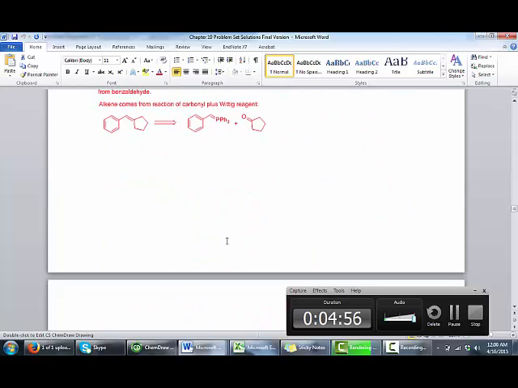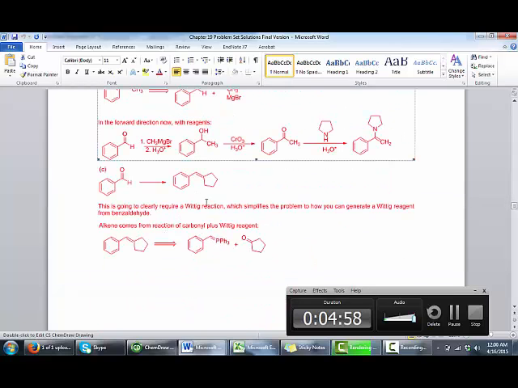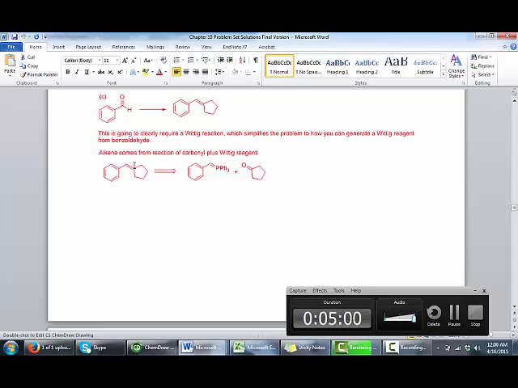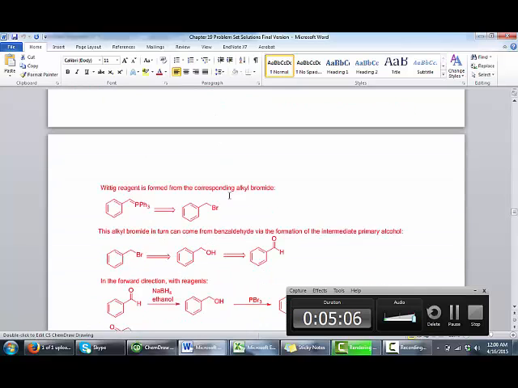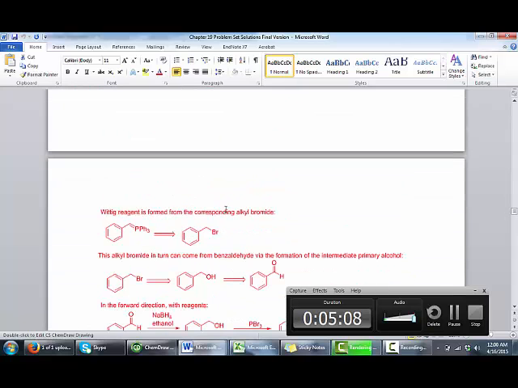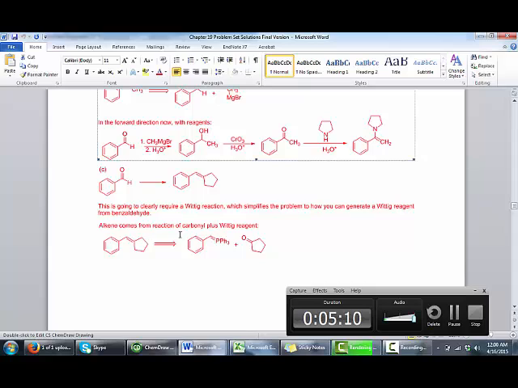I can take this alkene, break it down the middle, simplify it to carbonyl plus Wittig reagent. I can try to do it in the other direction. What I mean by that is putting the carbonyl on this side of the molecule and the Wittig reagent here, although that's going to give me now a secondary bromide that will not be amenable to nucleophilic attack, so that's why I'm better off breaking the compounds apart this way.